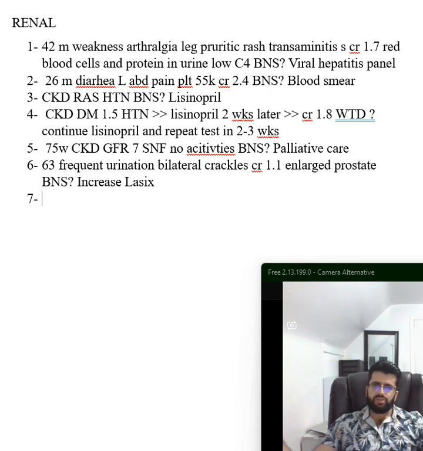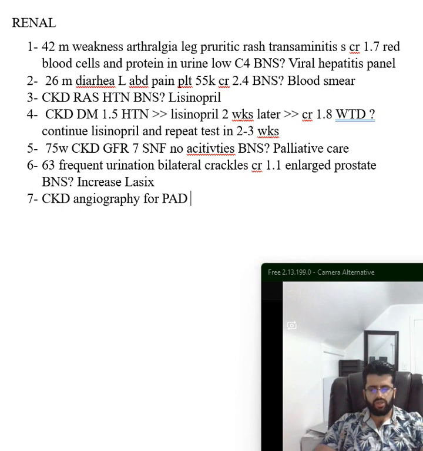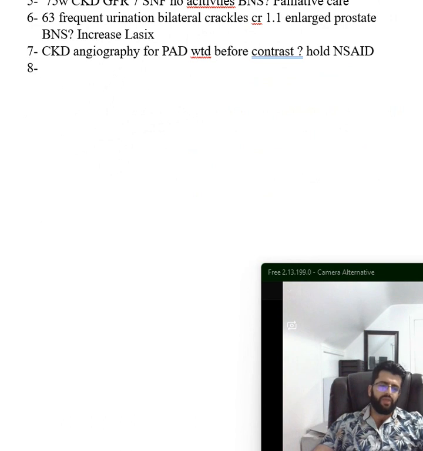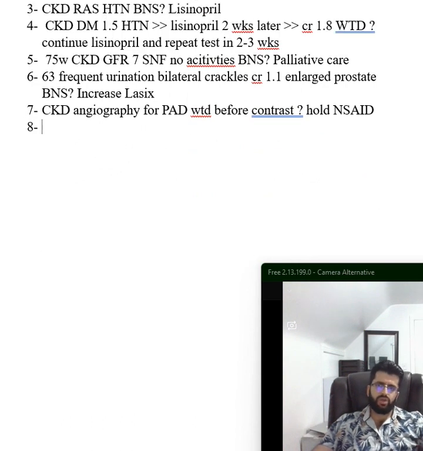Alright, now somebody has CKD and you need angiography for peripheral arterial disease like claudication, okay, and they ask what to do before contrast. You hold NSAIDs, hold ibuprofen before giving the contrast. And that brings us to the discussion of contrast-associated acute kidney injury. Creatinine elevation 24 to 48 hours after arterial contrast administration usually causes that, and then there is gradual return to baseline within 3 to 7 days.